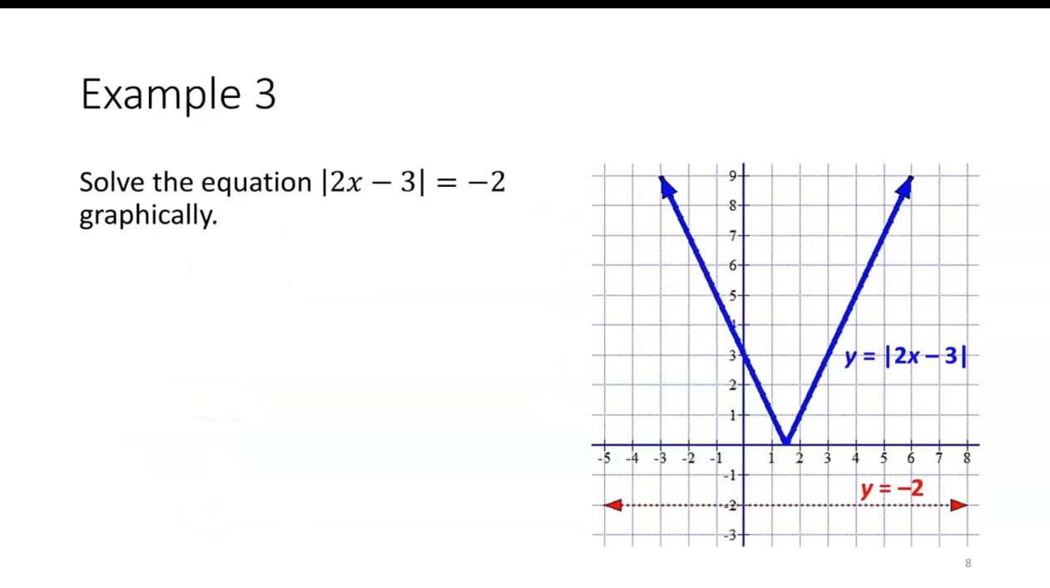And in this case, if the absolute value of 2x minus 3 is equal to negative 2, you can see that I draw the line y equals negative 2, and I draw the graph of the absolute value of 2x minus 3. They don't cross. There is no solution in this case. And algebraically, the absolute value is always positive. It can never equal negative 2. There is no solution.